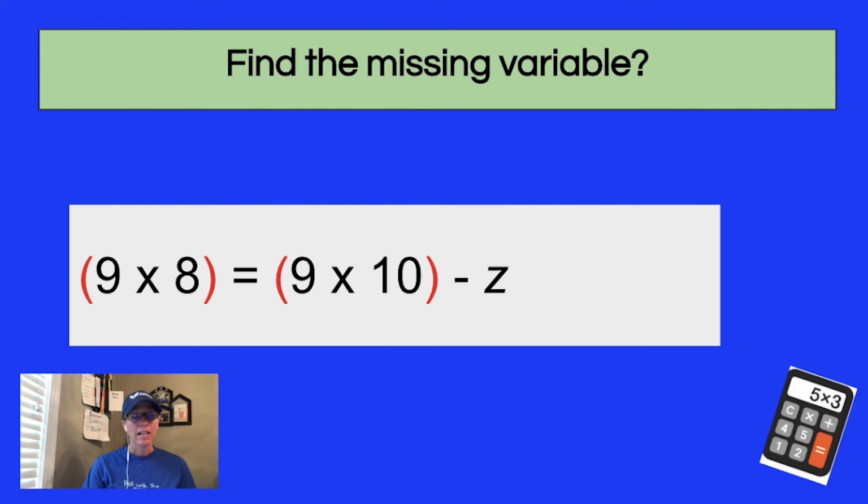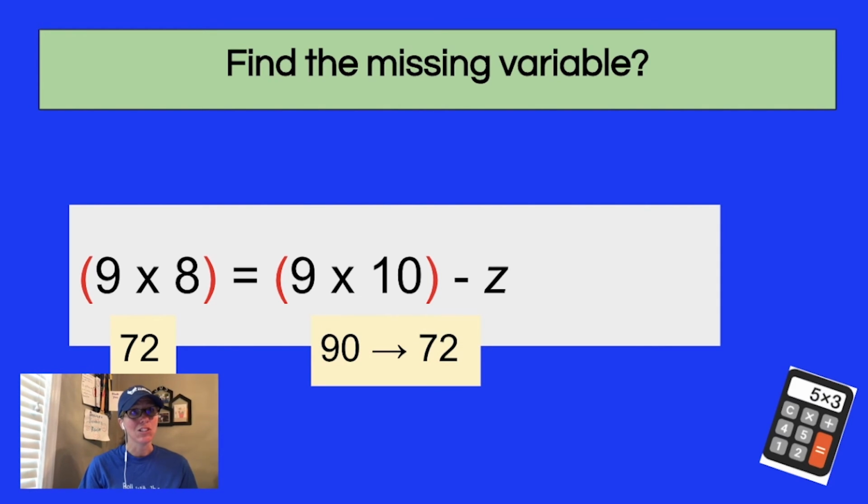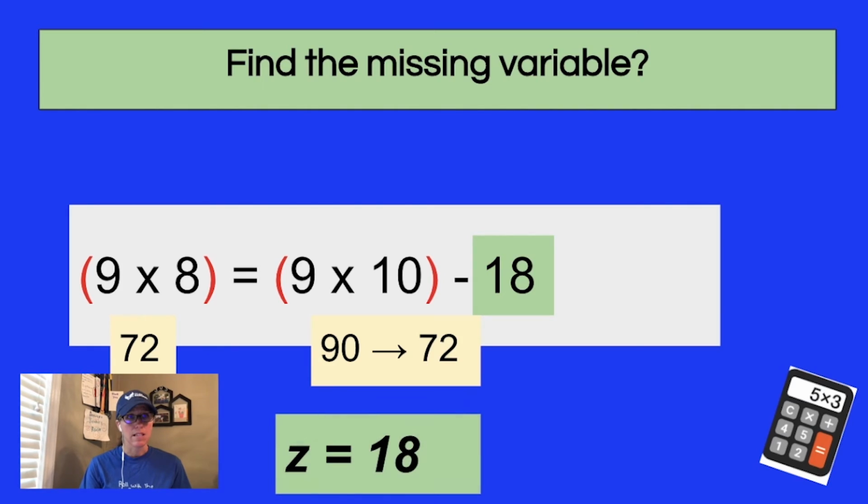That's right. 9 times 8 is 72. Well, 9 times 10 is 90. So we have to get back to 72. So we're going to subtract. How many would we need to take away? That's right. We need to take away 18. The missing variable, z, in this case, z would be equal to 18.